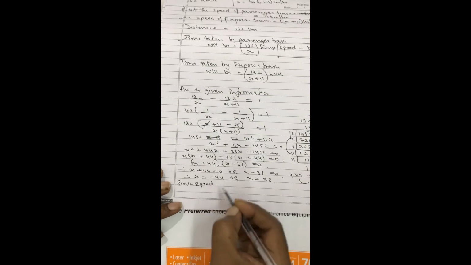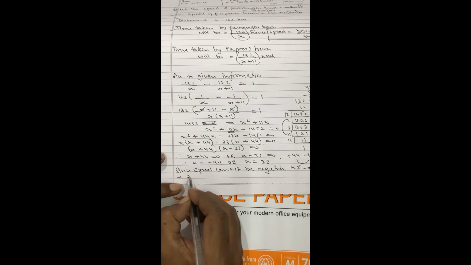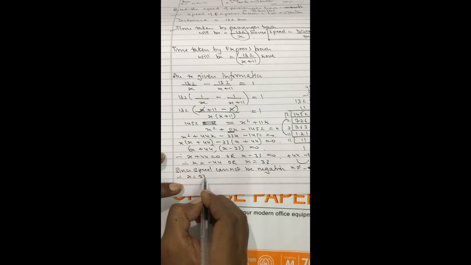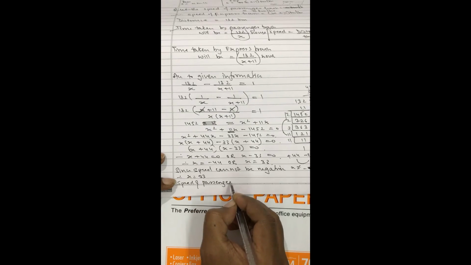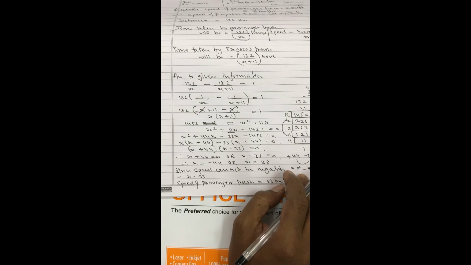So now again the same thing. I hope now you have got it, my dear students. Since speed cannot be negative, x cannot be equal to minus 44. Therefore x is equal to 33. So speed of passenger train is equal to 33 km per hour, and they have asked you to find the average speed of two trains, means both the trains.